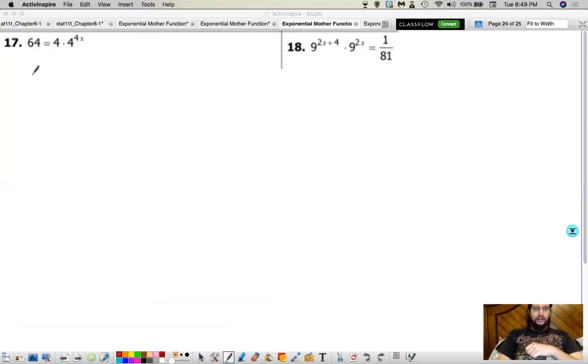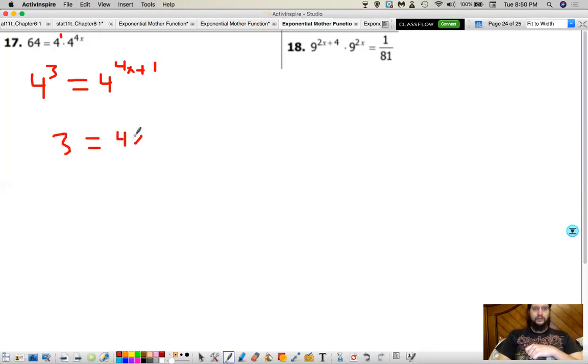I think it would be easier to do it that way. So I'm going to write 64 is 4 to the 3rd power. What's the exponent here? It's an understood 1, right? So this is going to be 4. Add them together, 4x plus 1. So now this guy's easy. 3 equals 4x plus 1, x is a half.